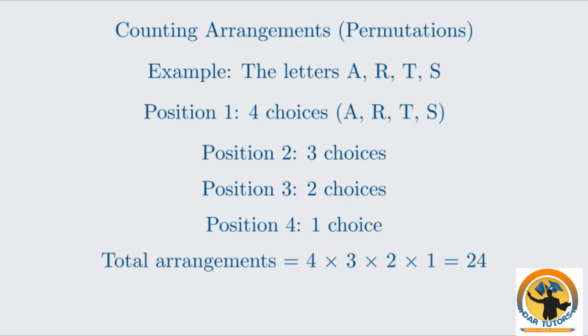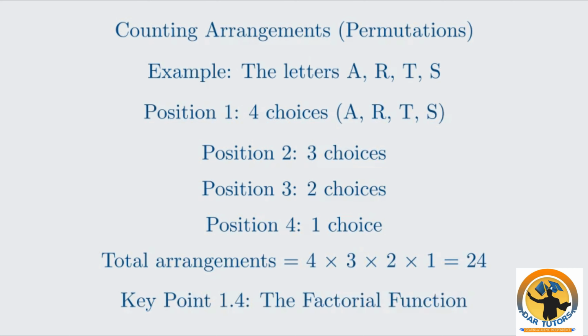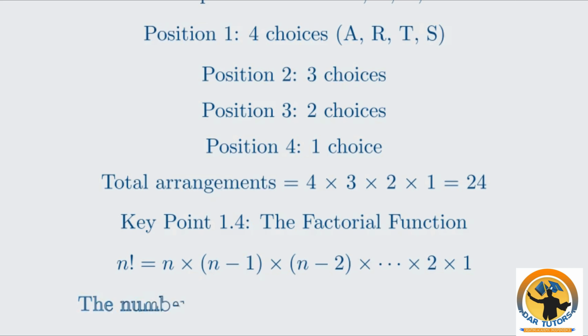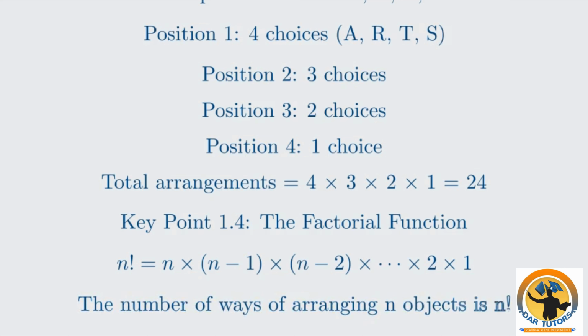This product of consecutive integers is so common in counting that it has its own special notation. It's called the factorial function, and it's written as n with an exclamation mark. N factorial is the product of all positive integers from n down to 1. So 4 factorial is 4 times 3 times 2 times 1. Therefore, the number of ways to arrange n distinct objects is simply n factorial.